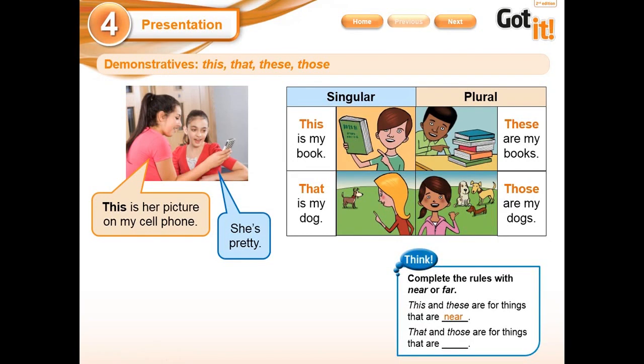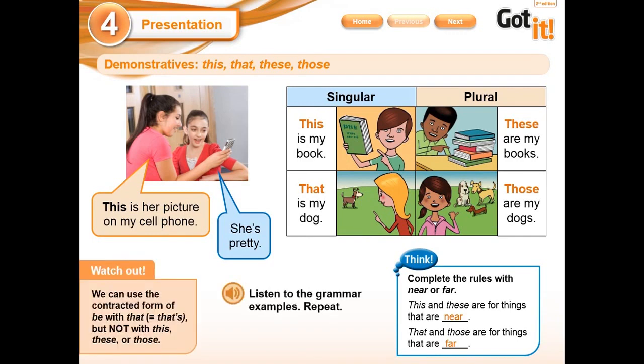This and these are things that are near. And that and those are for things that are far. This y these son para sustantivos, cosas que están cerca. Y that and those para sustantivos que están lejos. Do not forget it. Okay, so let's listen.